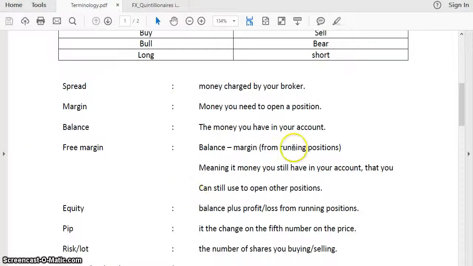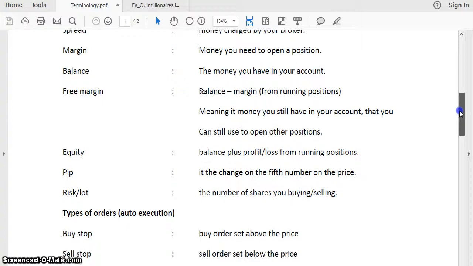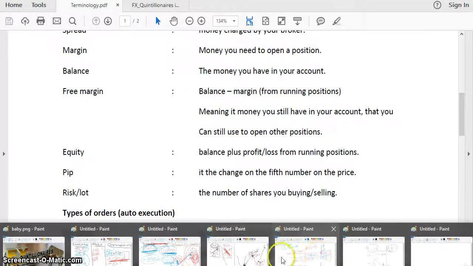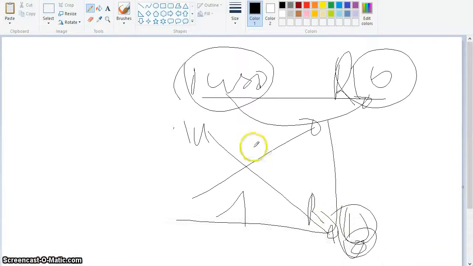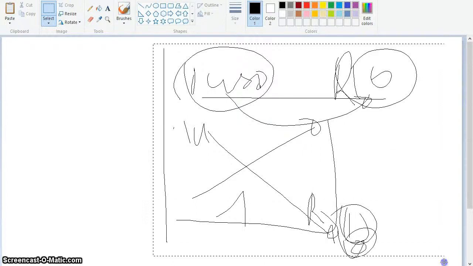Our next term is balance. That's how much you have now on your broker. That's your balance, the money that you have. And then we get free margin. You remember when I was explaining margin, let's say you had a balance of $200 with your broker. Let me explain how this broker thing works first, and then I'm going to explain that free margin.